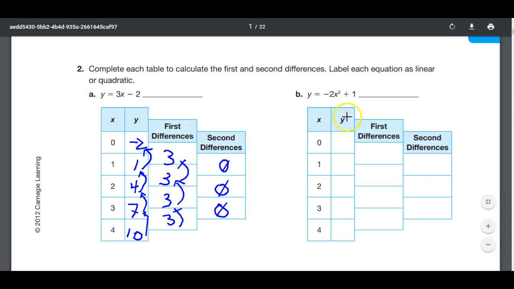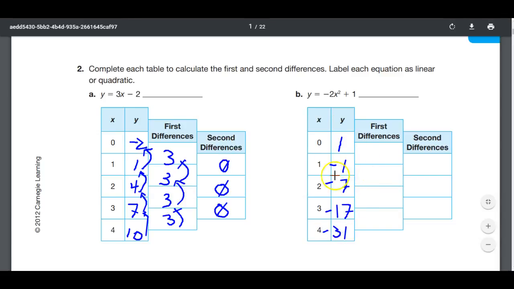Now I have a nice little parabola, but I need to fill in this table, so I'm going to go menu, table, and split screen table again. And at 0, I see the value is 1. And at 1, it's negative 1. And at 2, it's negative 7. And at 3, it is negative 17. And then at 4, it is negative 31.